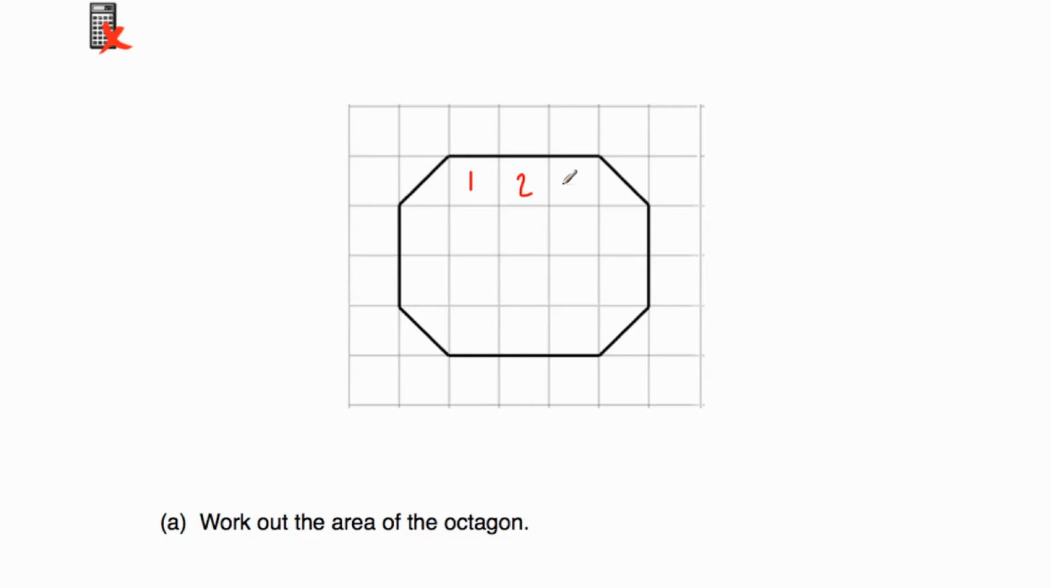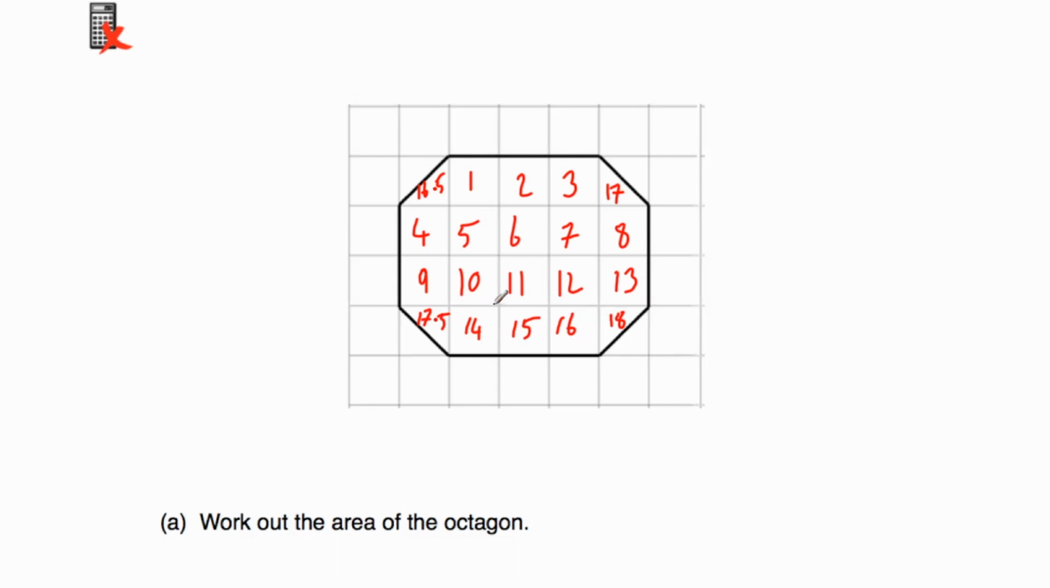So 1, 2, 3. Now going across here, 4, 5, 6, 7, 8, 9, 10, 11, 12, 13. And then the whole squares in the bottom row would just be these 3, so 14, 15, 16. So we've got 16 whole squares. Now we've got these half squares, so we could go this one here, 16 and a half, so 16.5 if you wanted to, and then another half, which would be 17, and then another half, which would be 17.5, and then another half would be 18 centimetres squared.